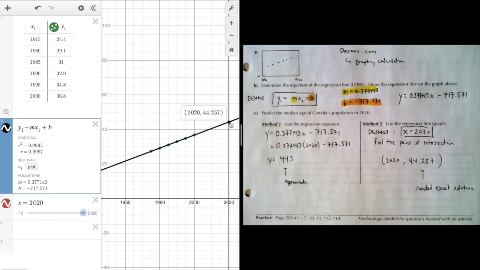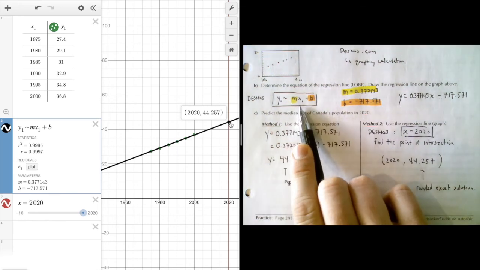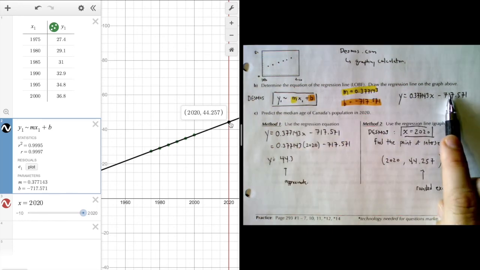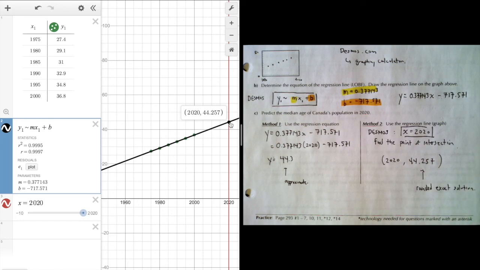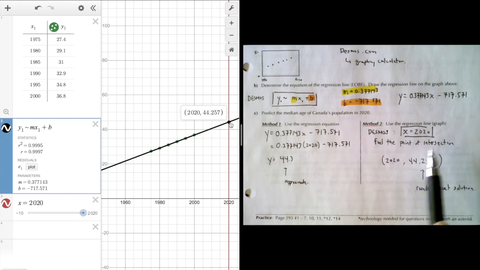So there we go. If you want to run linear regression on Desmos, we need to know this equation. And then Desmos will tell you your M and your B. You can write the equation. And if you want to find for a specific year, you can either use the equation that you made, or you can use Desmos to figure it out.